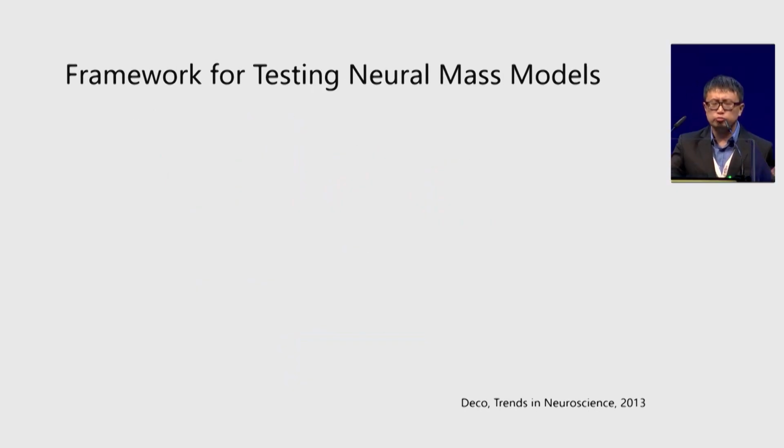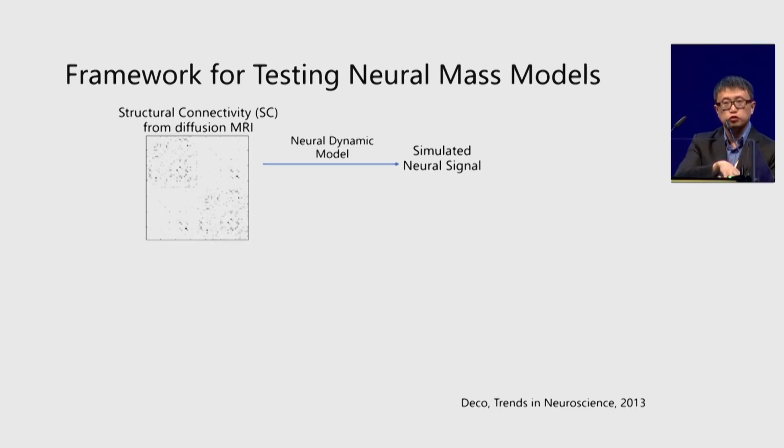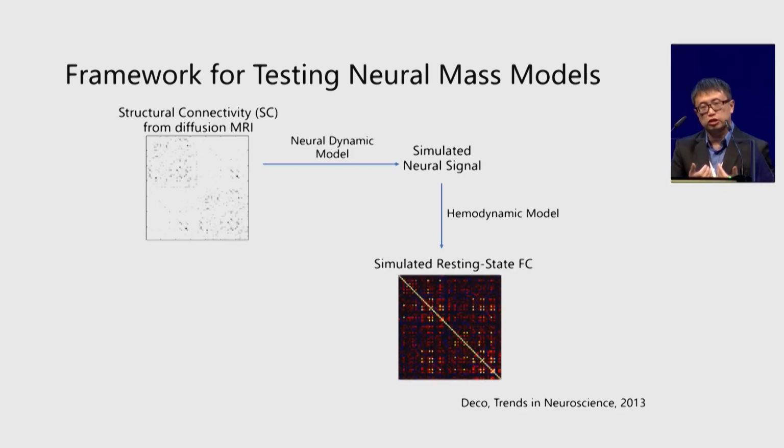Before I talk more about neural mass model, let me first talk about the framework for studying neural mass model. So usually in this kind of studies, we start off with a structural connectivity matrix. This structural connectivity matrix can be from diffusion MRI, or it can be from invasive tract tracing studies. So given the structural connectivity matrix, we can then apply a neurodynamic model to the structural connectivity matrix. This allows us to generate simulated neural signals, right? We can then apply a hemodynamic model, which allows us to generate simulated functional connectivity data, right?